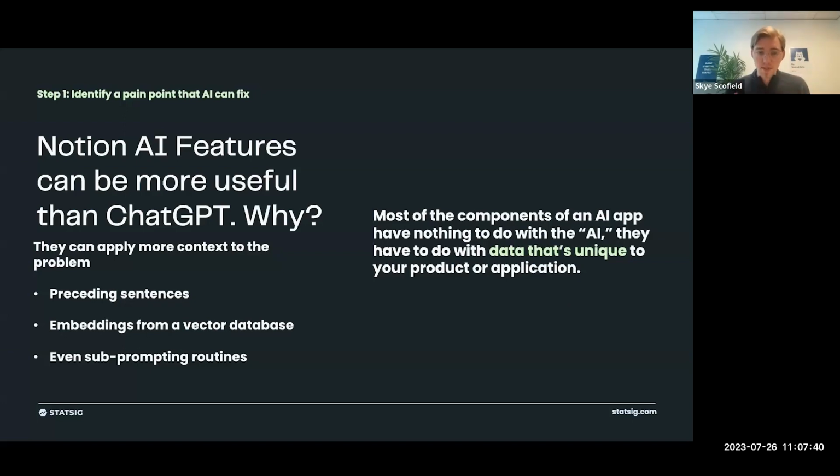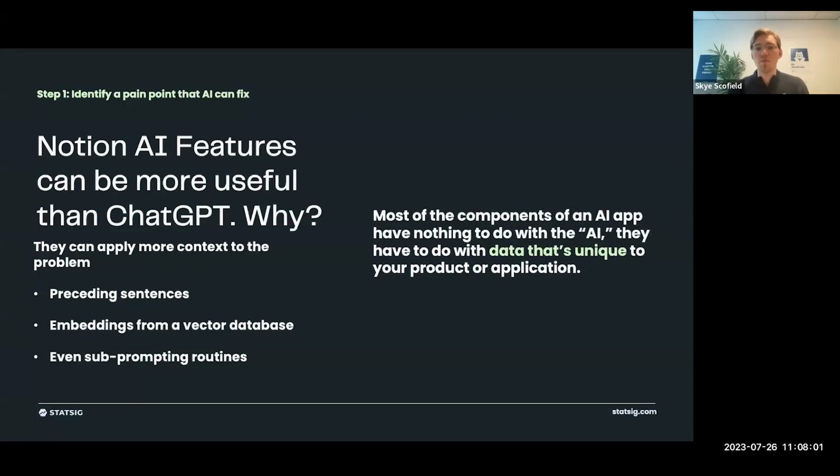feature. They could also use embeddings from, let's say, a vector database or anything else that is a component of their application. User information, so information on that user's style or tone, or they could design specific sub-prompting routines to produce the right answer for the specific application that they're building.